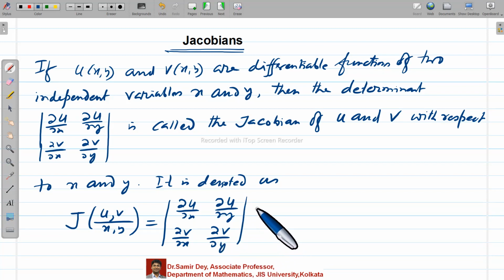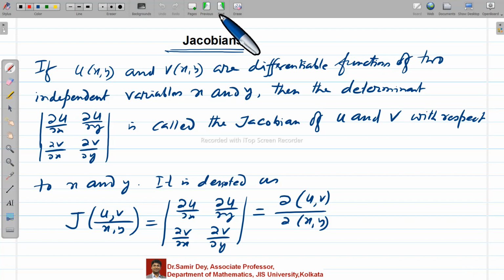The other notation you have is ∂(u, v)/∂(x, y). Okay, so this is the basic notation. Clear? Is it okay? So this is the basic formula of Jacobians.